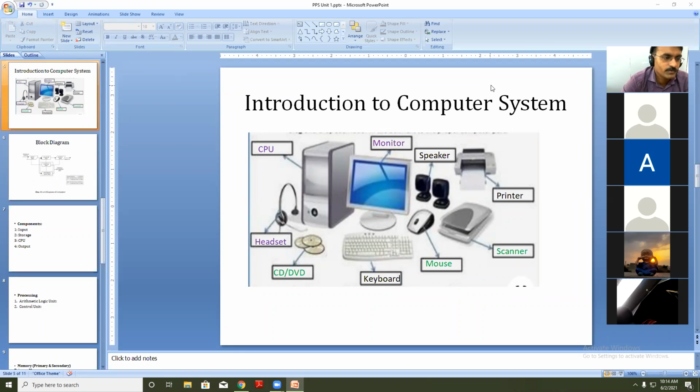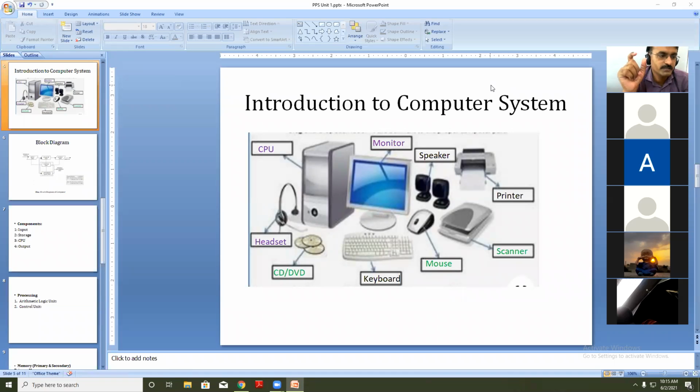Now, what do you understand by input unit? Yes, the unit which is used for entering the data and programs into the computer system through the user. So this part we call an input unit, when we are entering some data or programs from the user to the system.